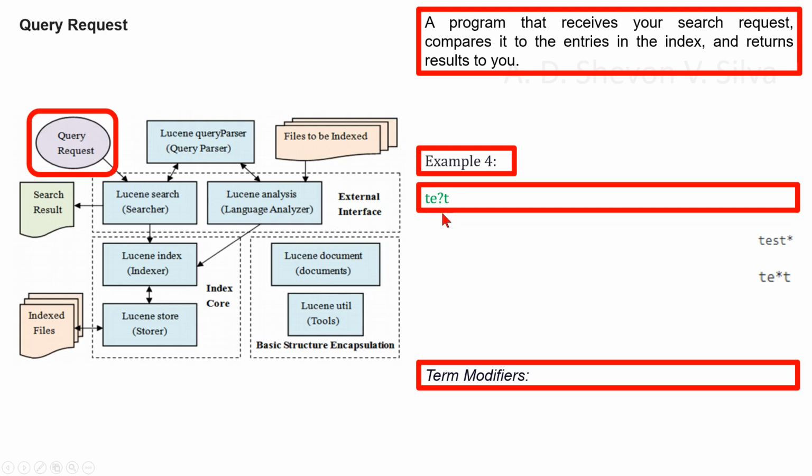Multiple character wildcard searches look for zero or more characters. For example, to search for test or tester, you can use the search test asterisk. You can also use wildcard searches in the middle of a term, t asterisk t. Note, you cannot use an asterisk or question mark symbol as the first character of a search.